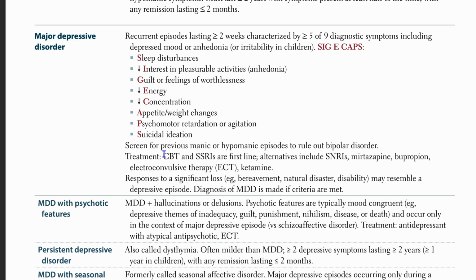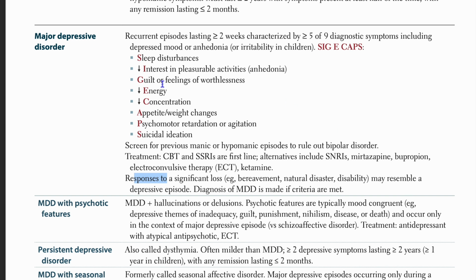Okay. Treatment is CBT and SSRIs, which are first line. Alternatives include SNRIs, mirtazapine, bupropion, electroconvulsive therapy, and ketamine. Ketamine is an NMDA antagonist. Responses to a significant loss, for example, bereavement, natural disaster, or disability, may resemble a depressive episode, and diagnosis of MDD is made if criteria are met.